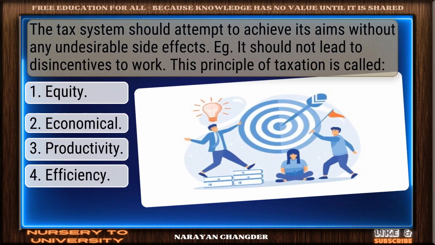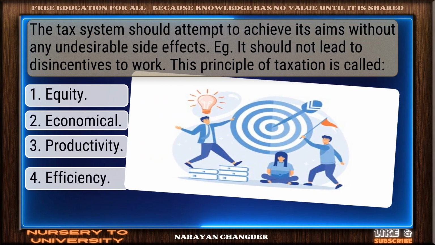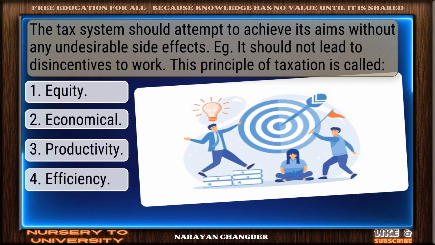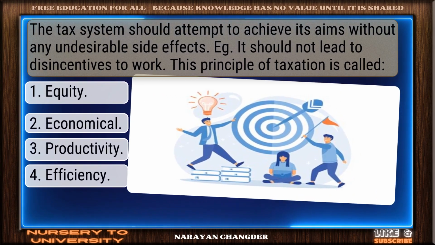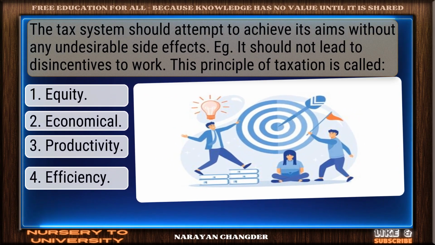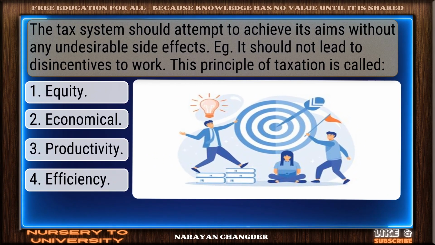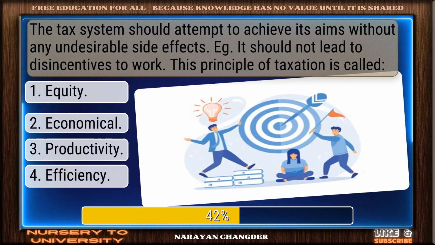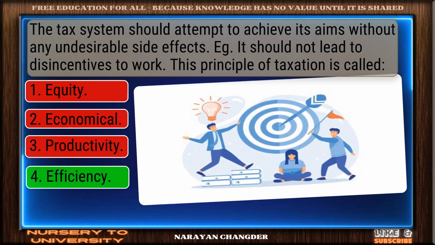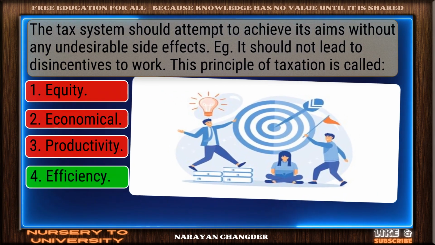The tax system should attempt to achieve its aims without any undesirable side effects. E. It should not lead to disincentives to work. This principle of taxation is called. Bravo. Efficiency is the answer.